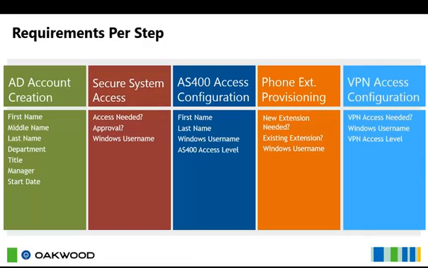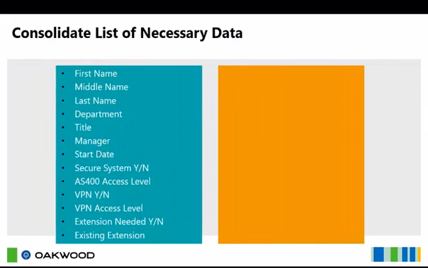Breaking it out like this, we're able to look at it and actually say, okay, which ones have the same information needed, which ones don't. We can then consolidate a complete list of what information is needed overall. At this point, this next step is to figure out where we want to map this in Service Manager.